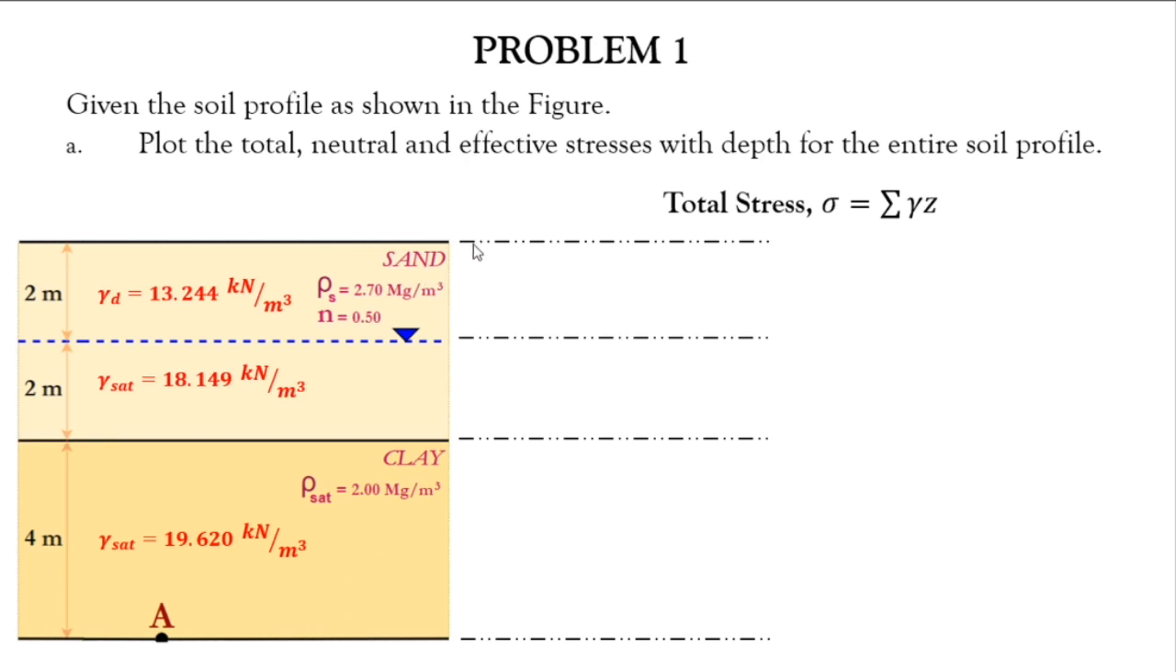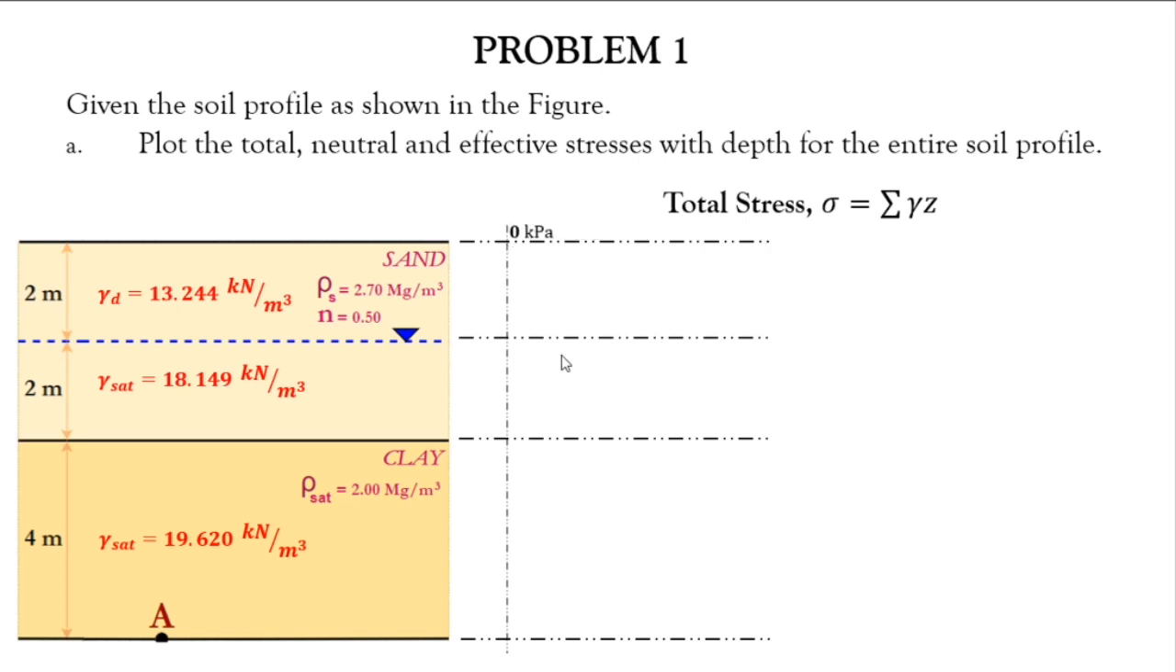At point 1, at the ground surface, since our formula is gamma times z and the reference of z is from the ground surface, the value of the stress at the ground surface is 0. That is 13.244 for the sand, multiplied by 0, because z is measured from the ground surface, so this is 0. Therefore, we have a total stress of 0.